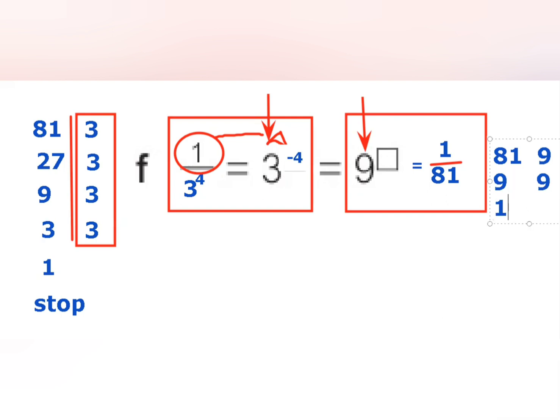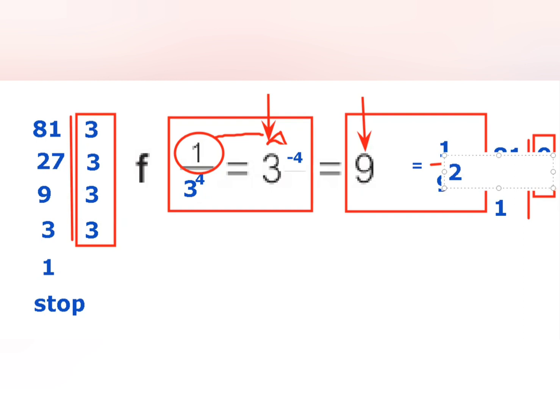So in this way, I found how many 9s I need to make an 81. And I reached the 1, so I stopped. And this means I need 2 9s. It means 9 power of 2. It means this 81 will be 9 power of 2. I'll remove this. I'll put 9 power of 2 here, so I can work with it, okay?